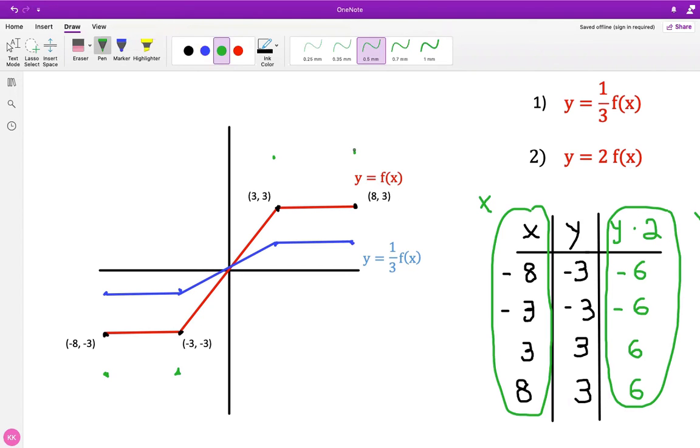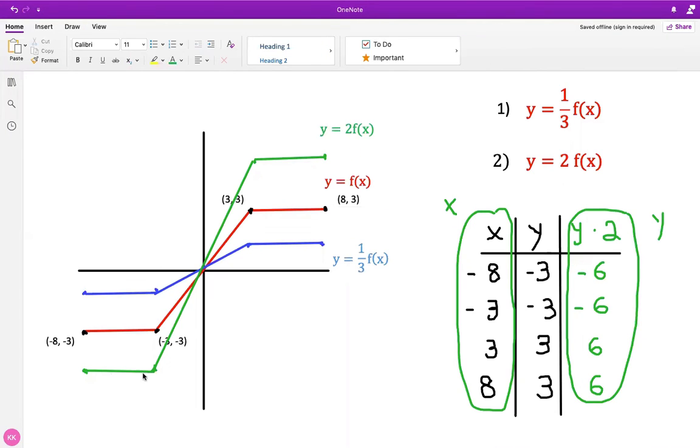It's a really big graph. It's a really huge graph in the y direction. Let's graph this. If you connect these points together, you get this shape from here to here. This is the new function, y equals 2 times f of x.